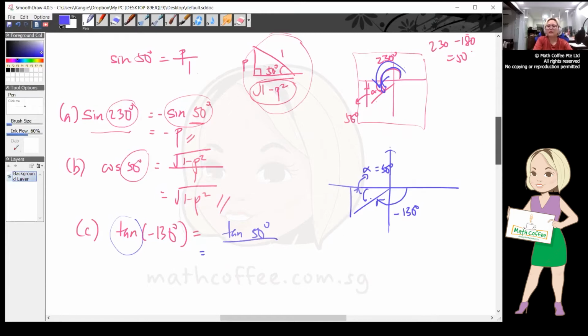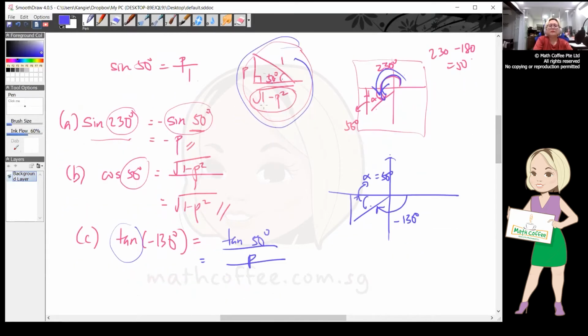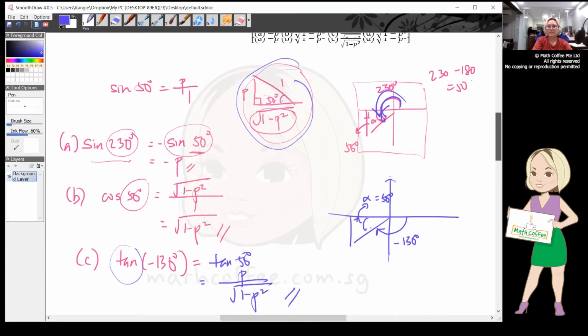And what is tangent 50? You can look at the triangle with the 50 degree. So O over A, so it will be equal to P over... I shouldn't put the underline there. Okay, so tangent 50 degrees will be equal to P over square root 1 minus P squared. And you are done. That's for part C.